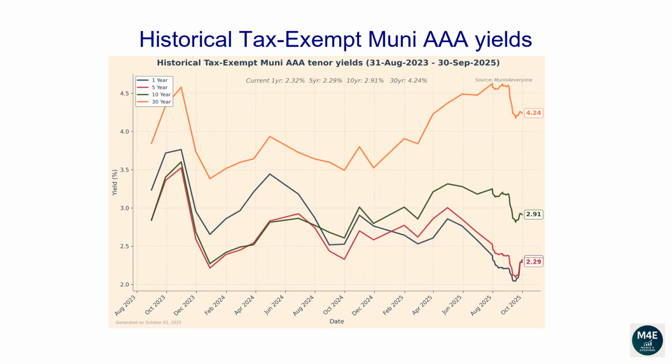This line plot and the next plot show how each tenor of the Muni yield curve has changed over time. From the 31st of August 2023 to the 30th of September 2025, the 1-year yield has dropped from 3.24 to 2.32. The 5-year yield has dropped from 2.85 to 2.29. The 10-year yield has increased from 2.84 to 2.91. The 30-year yield has increased from 3.85 to 4.24.